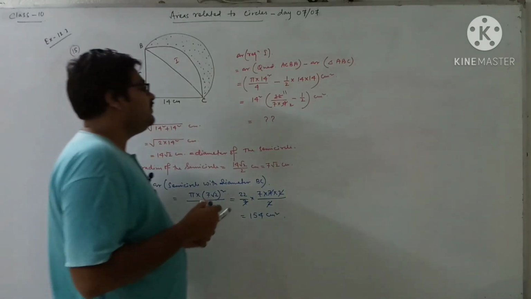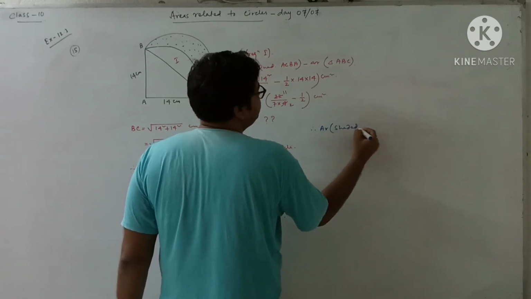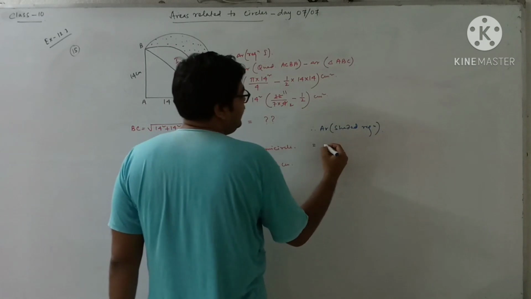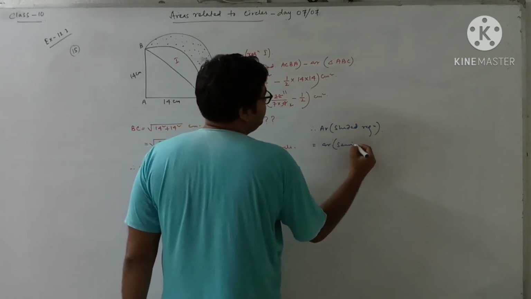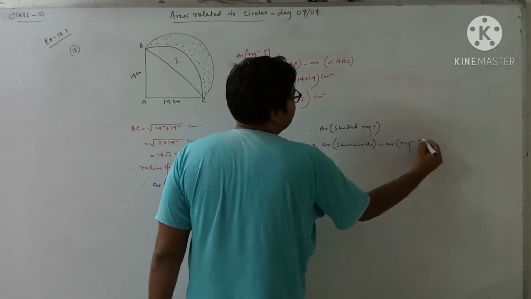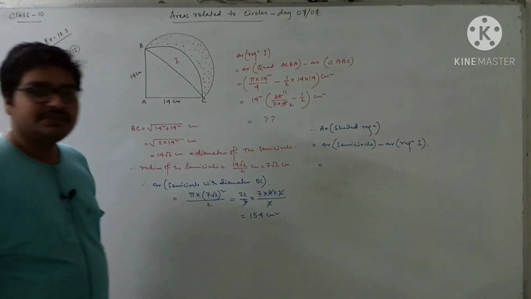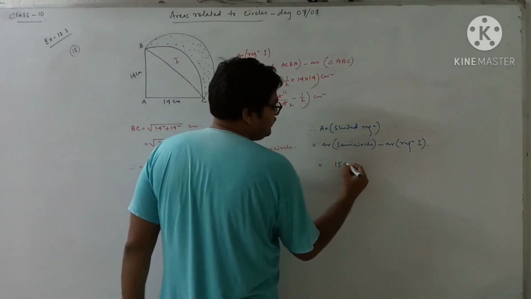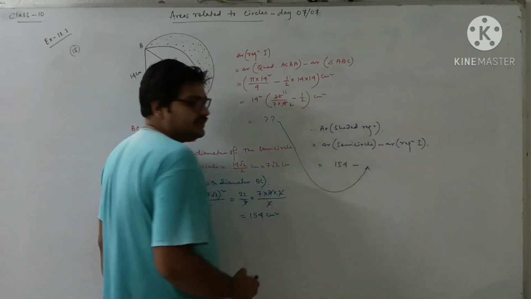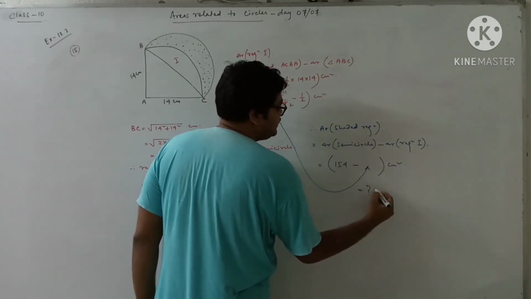So for that, what will it be? Therefore, area of shaded region equal to area of semicircle minus area of region 1. Area of semicircle we already got, 154 centimeter square, and area of region 1 you are just finding here. So put that value here, and after that you do the subtraction to get your final answer.